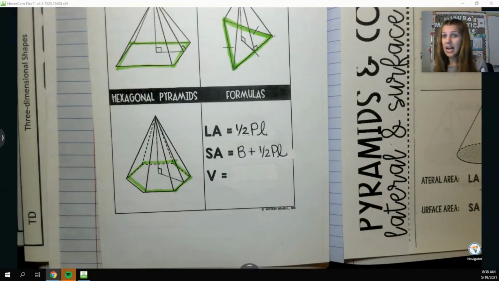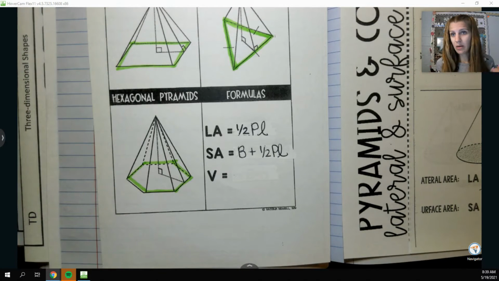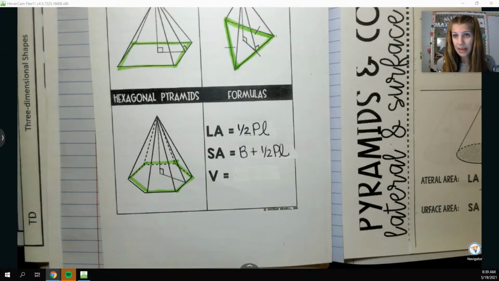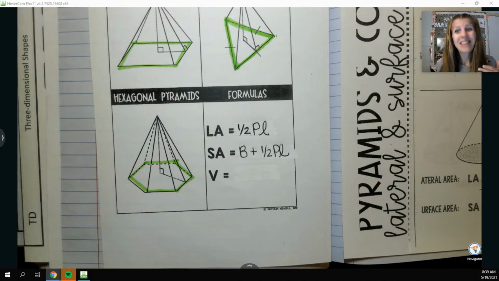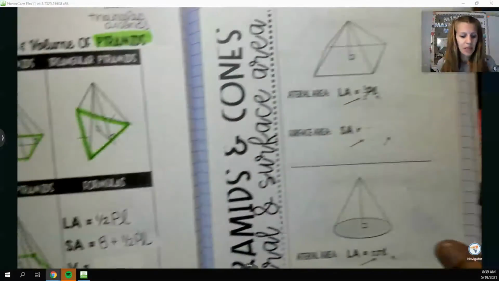And then the base area is just dependent on the base shape. So if my base shape is a square, we're going to do base times height. If my base shape is a triangle, we'll do half base times height. If my base shape is a hexagon, we'll do half apothem times perimeter, or if it is a circle, aka a cone, like an ice cream cone, you'll do pi r squared. So it just depends. We'll talk about volume in a different one.